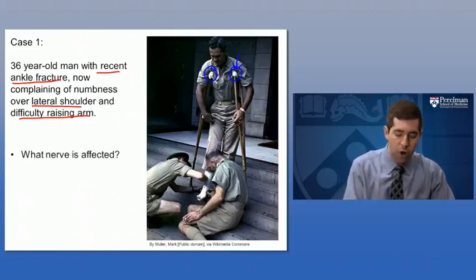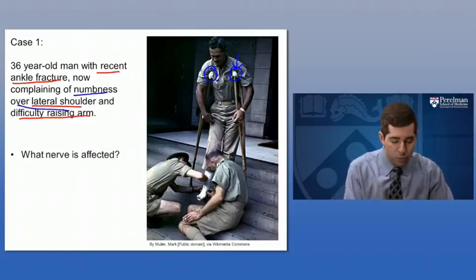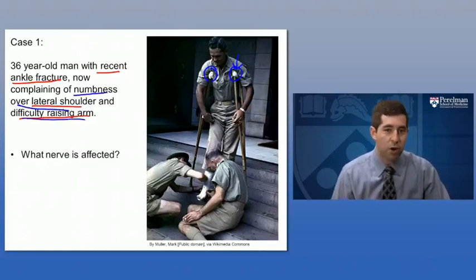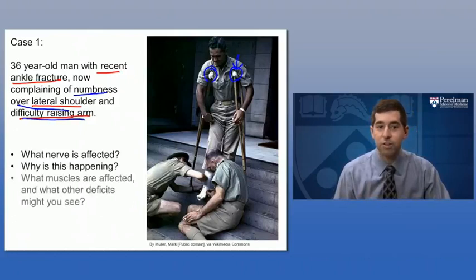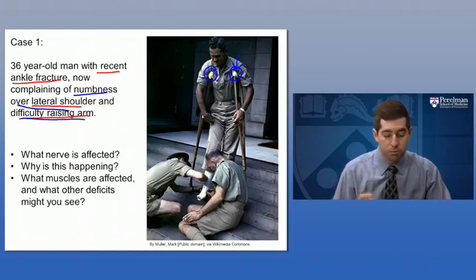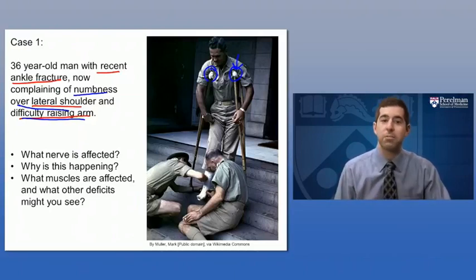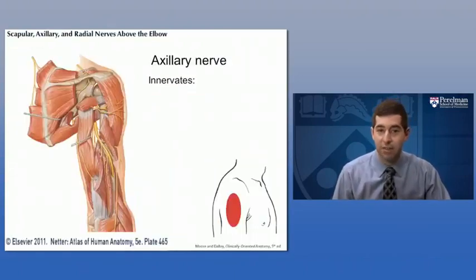So the question here would be, what nerve is affected? What nerve will cause this numbness over the lateral shoulder and would also be involved in raising the arm, abduction of the arm? We'll also wonder why this is happening. As we said, it's primarily due to those crutches, but also what other muscles may be affected here. What would be the deficits that we would expect? So, of course, if we're talking about some of the skin over that lateral shoulder and abduction of the arm, the first nerve that should be coming to mind here is the axillary nerve.